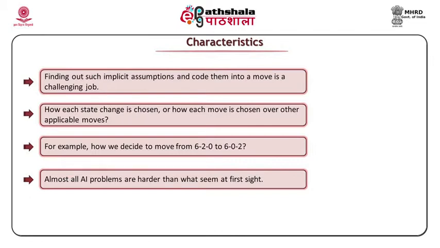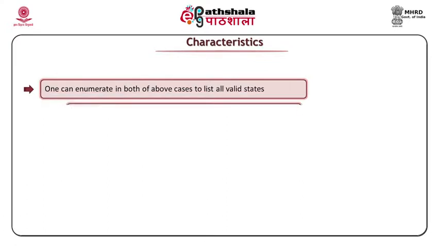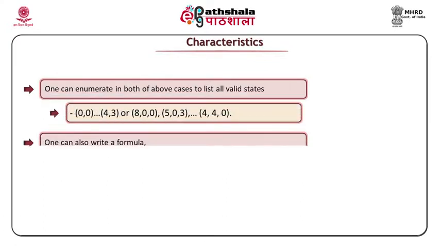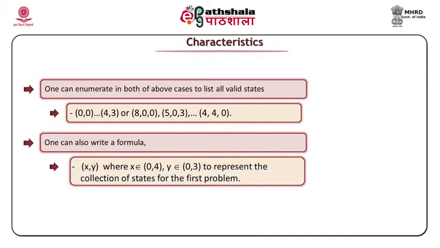My point is, almost all AI problems are harder than what you find them at first glance. In our trivial cases, what we can do is just enumerate the states and pick up states, which is comparatively easy. Think of chess, you will not be able to do that, but for these trivial cases you can actually do it. You can also write a formula. Look at that, x y, where x belongs to 0 to 4 and y belongs to 0 to 3. So any value between 0 to 4 for x and between 0 to 3 for y is something that you can write. It's that simple.